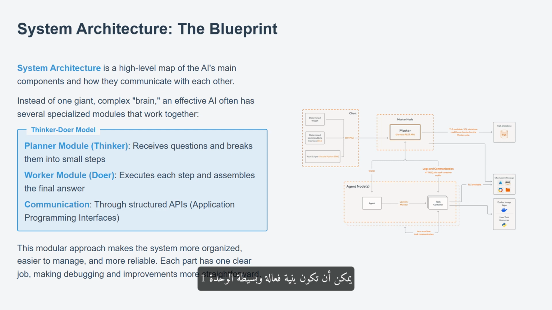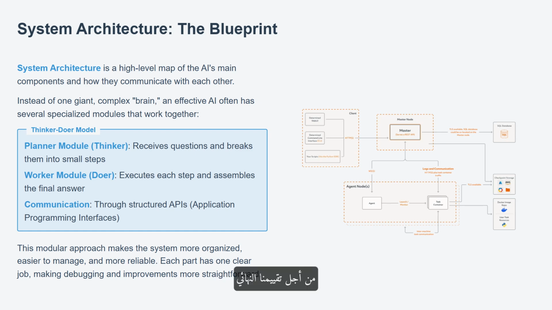An effective and simple architecture could be Module 1, the ingredient parser. Its job is to identify and list the valid food ingredients from the user's messy, natural language input. Module 2, the recipe database searcher. Its job is to take the clean list of ingredients from the parser and search a database to find matching recipes.